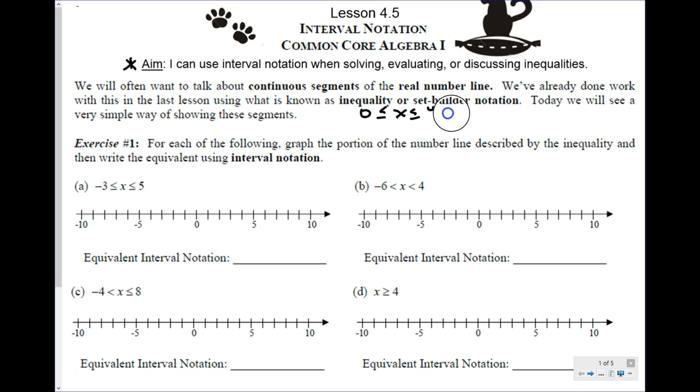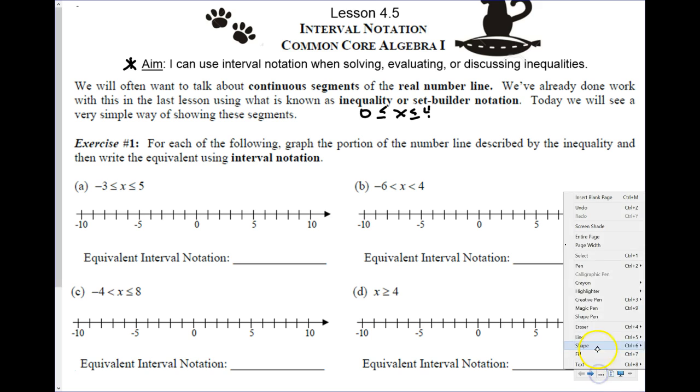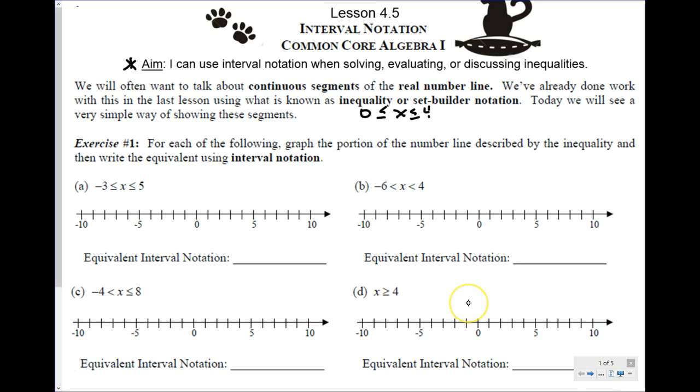So let's take a look at exercise 1. I'm just rewriting that 4 there. Exercise 1 says, for each of the following, graph the portion of the number line described by the inequality, and then write the equivalent using interval notation. So first let's graph the inequality. X is greater than or equal to negative 3, and x is less than or equal to positive 5. So I'm going to put the negative 3 as a closed circle, and a 5 as a closed circle, and we're going to connect them.